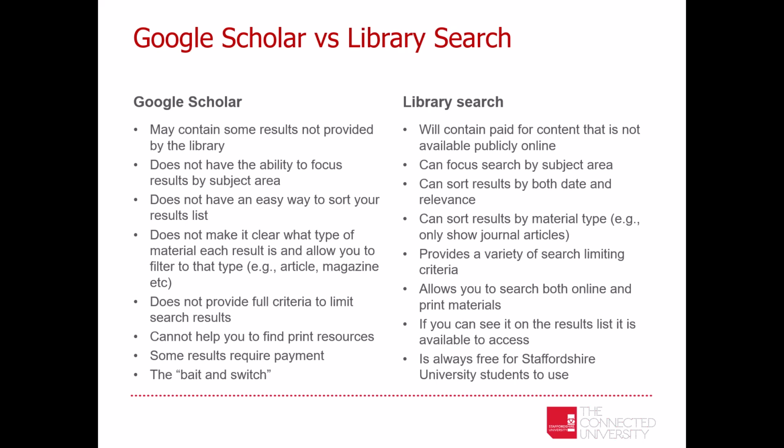If you search for something broad like health and safety, Google Scholar would struggle to then limit those results to resources about health and safety in hairdressing, for example. There isn't an easy way to sort your results list on Google Scholar. It isn't always clear what type of content your results are until you click on them. So, for instance, it may not be clear if the resource is a journal article, a book review, or a news article until you have actually clicked on it. It doesn't assist you well with limiting criteria to help you narrow your results. It isn't able to show you any print resources.